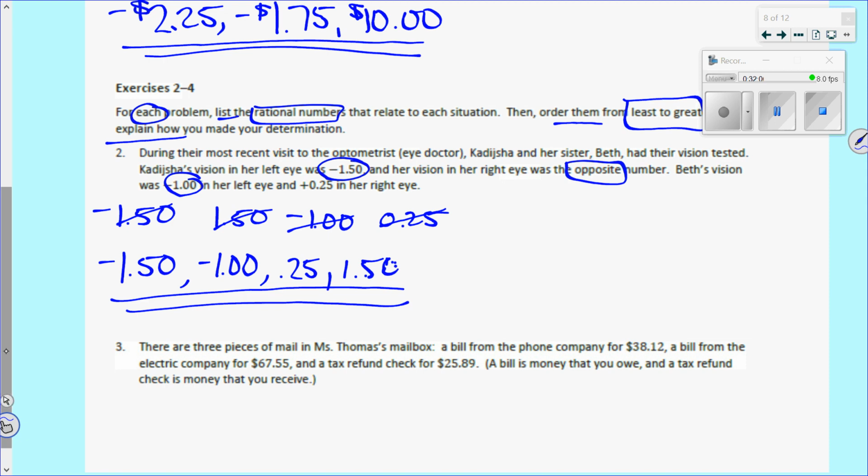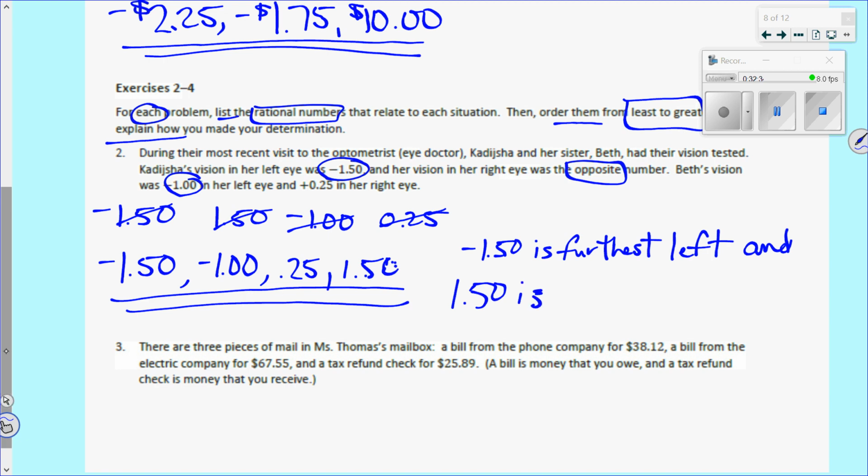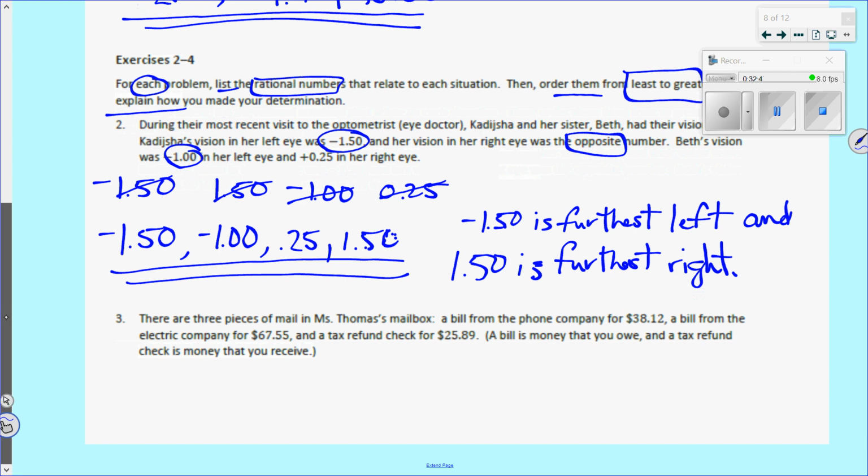Have we done everything we were supposed to? No, we haven't. We have to explain our reasoning. What's our reasoning? Negative 1.50 is furthest to the left, plus 1.50 is furthest to the right, and the others are more in the middle. Another way to say it, we could have said we just went from left to right. Do I have to have a physical number line to reference it? No. We could have referenced a mental number line where we just said we went from left to right, smallest to greatest.